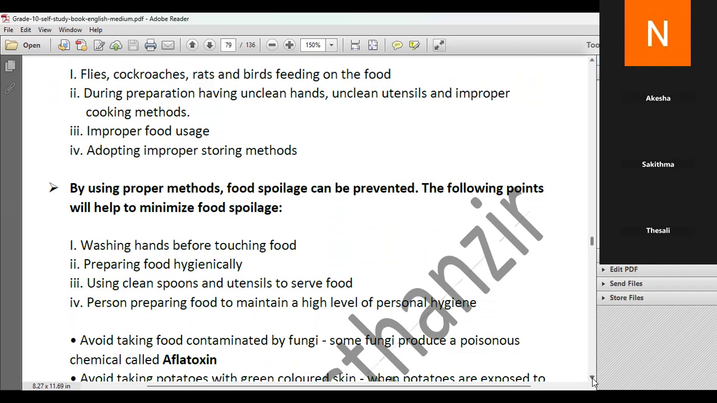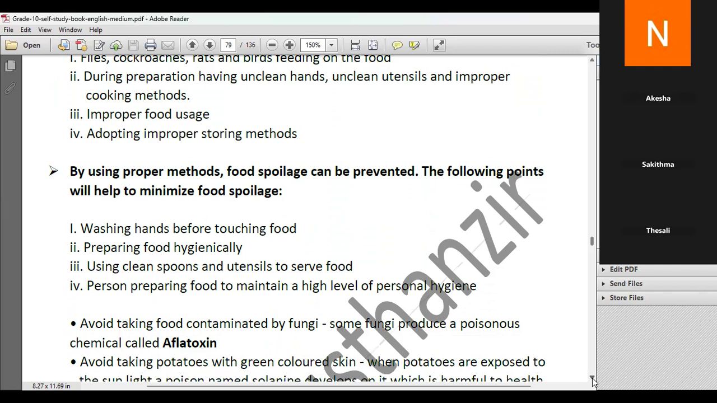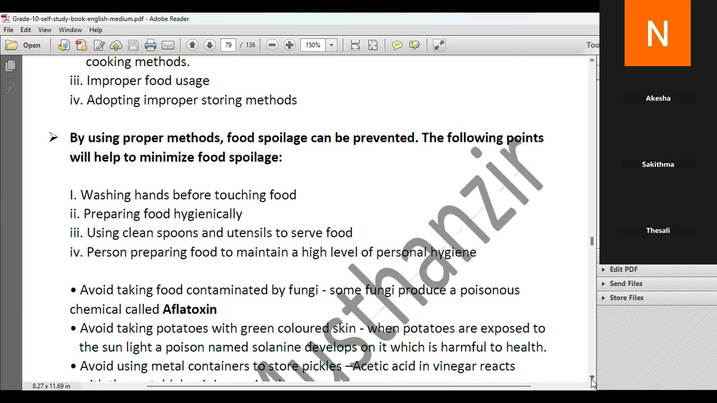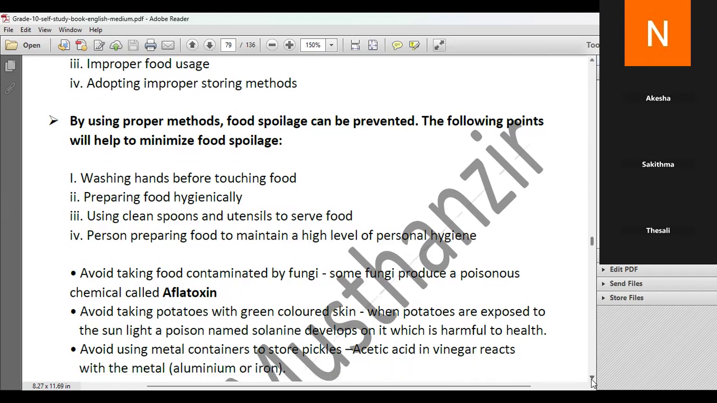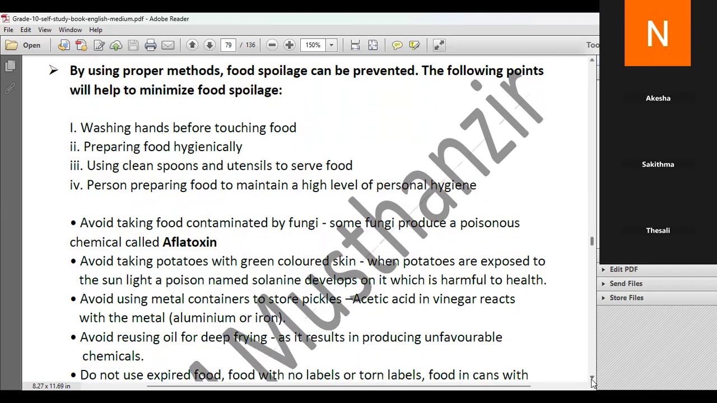Then what are the methods we can use to prevent food spoilage? That is under general knowledge. Washing hands before touching food, preparing food hygienically, using clean spoons and utensils to serve food, and the person preparing food maintaining a high level of personal hygiene. Then under food hygiene, children, you want to write this one.